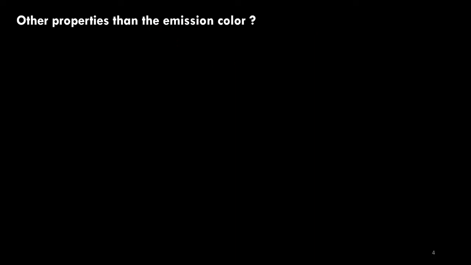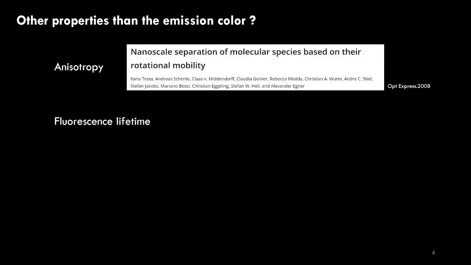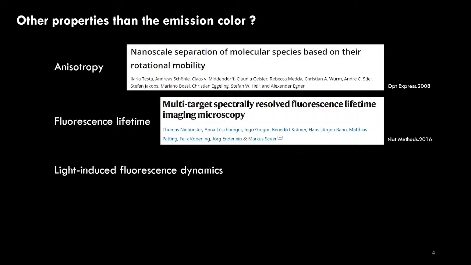So one way to measure multiple probes at the same time is to separate them using another property than emission color. For example, it can be anisotropy, as it was shown in the lab of Stefan Hell. It can be fluorescence lifetime, as it was shown in the lab of Marcus Sauer, or it can be light-induced fluorescence dynamics. For example, methods such as OLID, which is optical lock-in detection, OPIOM or SAPPHIRE, they use these dynamics, but for these methods, usually the dynamics need to be resolved directly, meaning it has to lie within the temporal resolution of your detection system. And the resolution is then limited by the exposure time and the readout time of your camera, which can be around 100 milliseconds, but it can be limiting to your application.